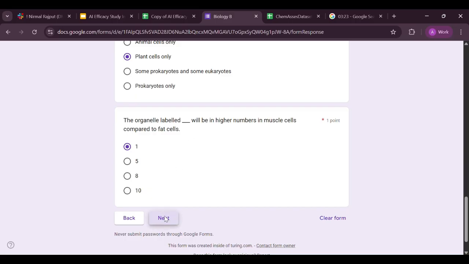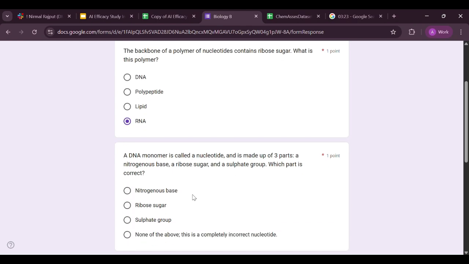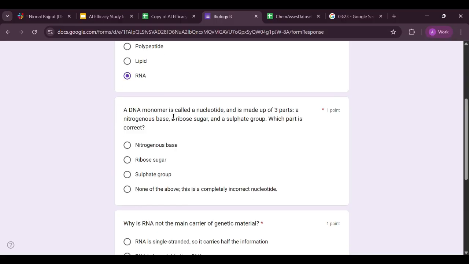So coming to the next part. The backbone of a polymer of nucleotides contains ribose sugar. Ribose sugar is generally present in RNA, because in DNA it is deoxyribose sugar, so I'm going with RNA. Next, the DNA monomer is called a nucleotide and is made up of three parts: a nitrogenous base, a ribose sugar, and a sulfate group. Which part is correct? DNA consists of a nitrogenous base along with deoxyribose sugar and a phosphate group. So ribose sugar and sulfate group are wrong, so it will be nitrogenous base.